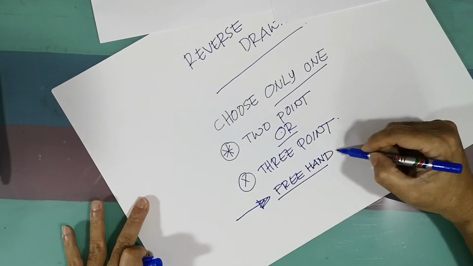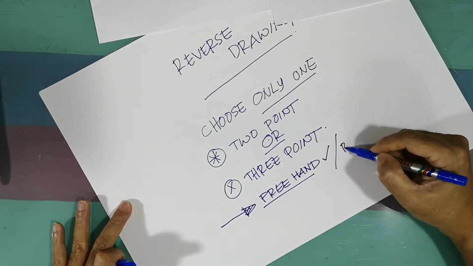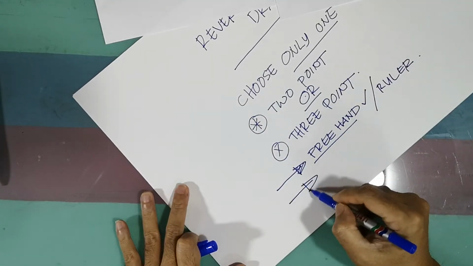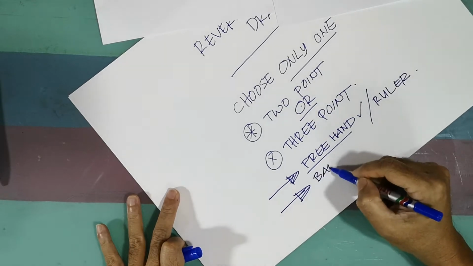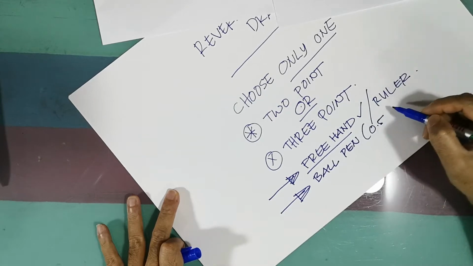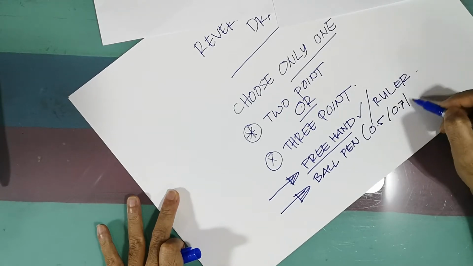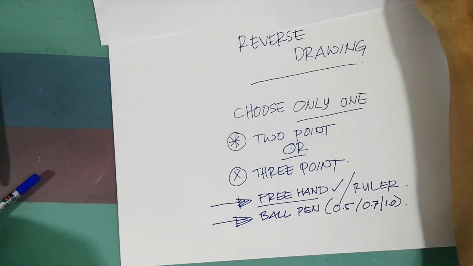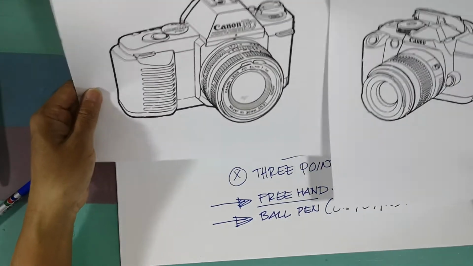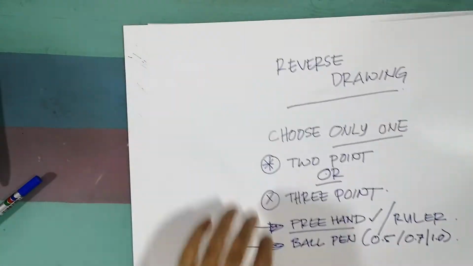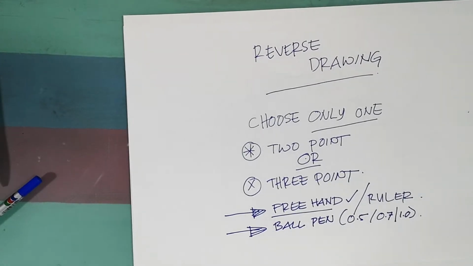Then I emphasize, of course, freehand, or you might use your ruler. And the medium, of course, is your ball pen. Of course you need to have 0.5 and 0.7 or 1.0. So you need to choose just one to produce the drawing. Now I will demo how to do this sketching.